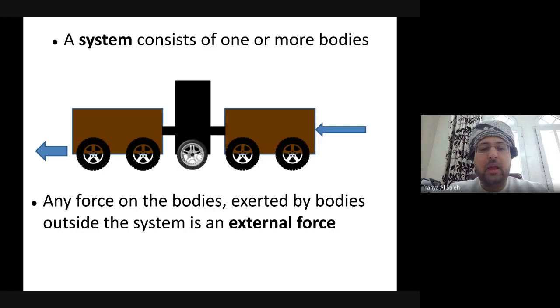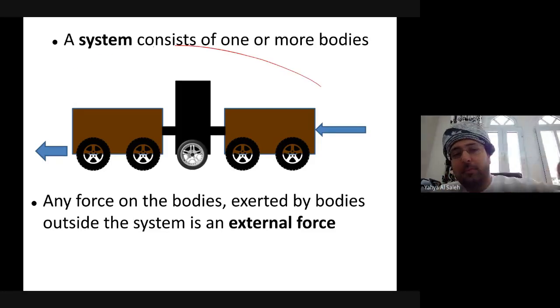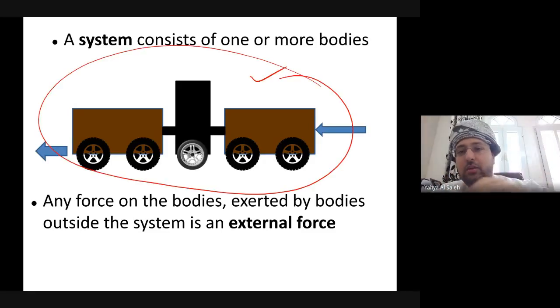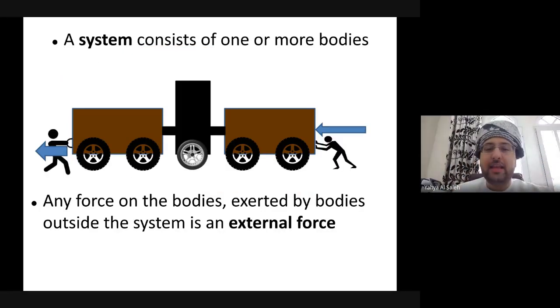Now, any force on the bodies exerted by bodies outside what we define to be a system, we call an external force. Now we define what a system is. I could have easily said, this is my system, but I did not. What I said is my entire thing is my system. So anything that is affecting it from outside the system is called an external force.